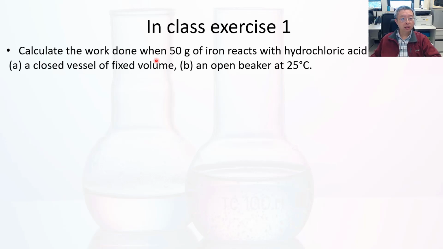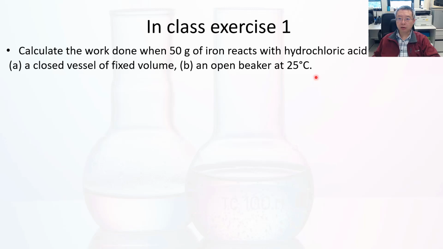Calculate the work done when 50 grams of iron reacts with hydrochloric acid, in a closed vessel of fixed volume, or in an open beaker at 25 degrees Celsius. So I will give you, let's say, 3 minutes. You can pause the video and just do this on Moodle.